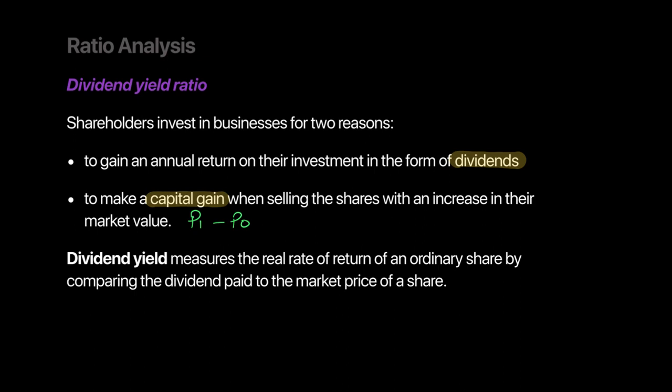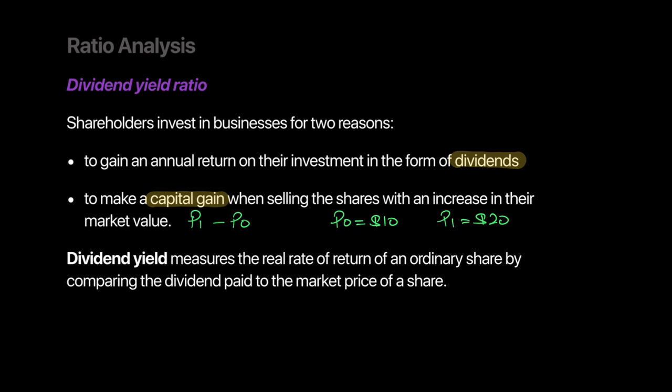So if I just plug in some numbers, let's say a shareholder buys a share for $10, I can call that P naught, and he sells it, let's say 1 year later, for $20. So in this case, $10 becomes the capital gain because the $10 share was sold for $20, so that's a profit of $10. That's the second form of return a shareholder can expect.